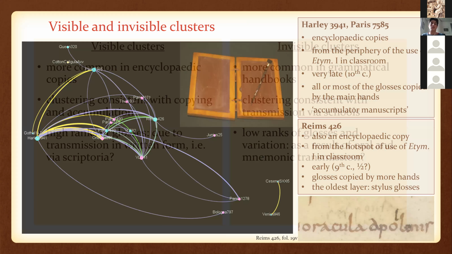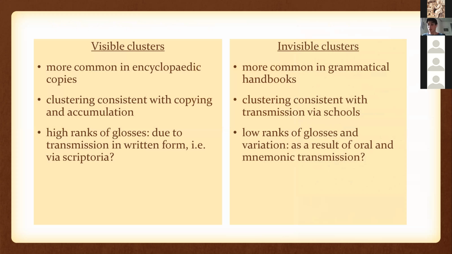So I just want to reiterate these visible and invisible clusters. It was the most surprising thing I've seen. It's very interesting that one type is more aligned with encyclopedic copies, and the pattern of clustering is more consistent with copying rather than with, let's say, instruction in the classroom, and therefore may be indicative of the work of scriptoria. On the other hand, the invisible clusters, which are more common in grammatical handbooks and also show other patterns, for example low ranks of glosses, may have to do with oral and mnemonic transmission, maybe more connected with schools and the transmission via school.